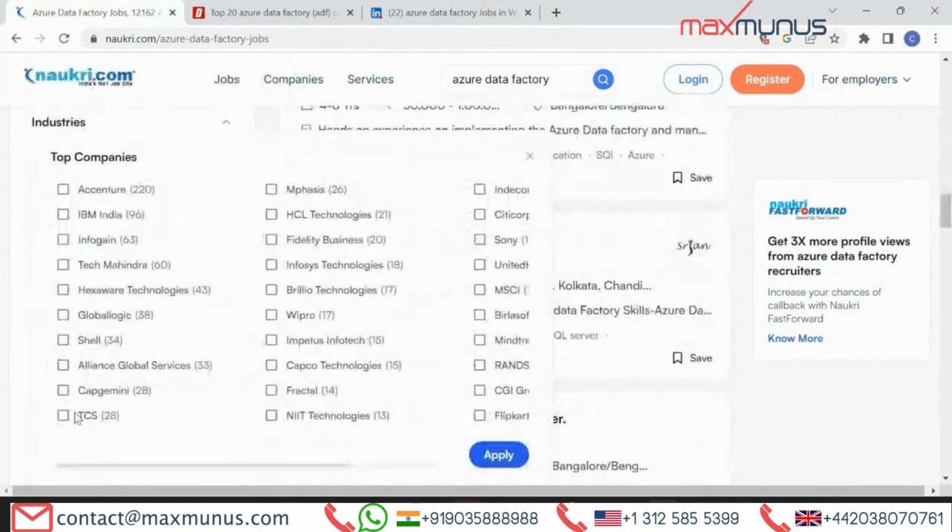Let's see which companies in India are hiring for Azure Data Factory. Accenture is at the top, where there are 220 job openings, and many other big companies are also hiring for Azure Data Factory across India. And if you are looking for job opportunities across the USA, then DICE is the best platform available. Let's have a look at DICE.